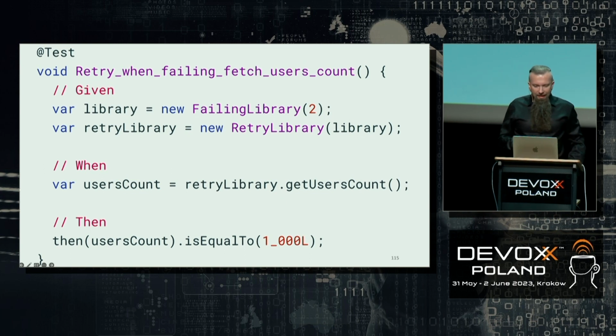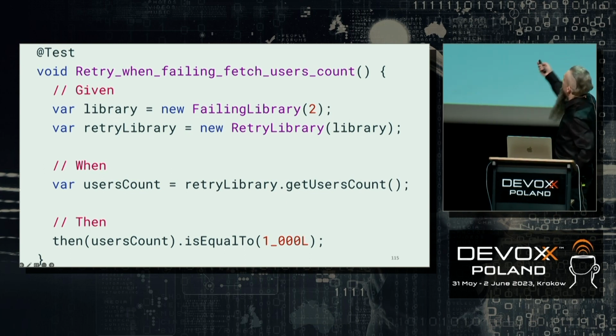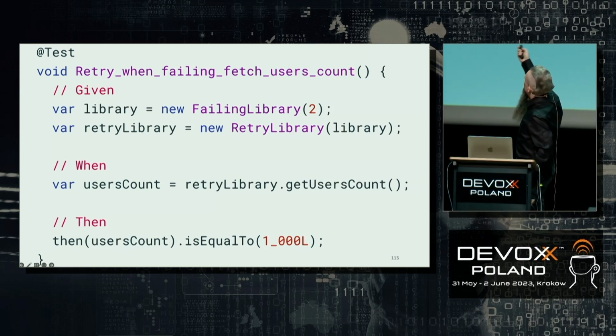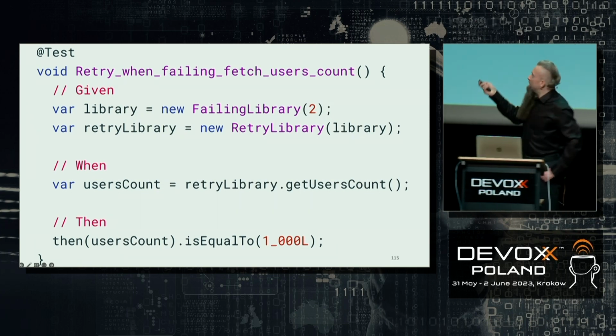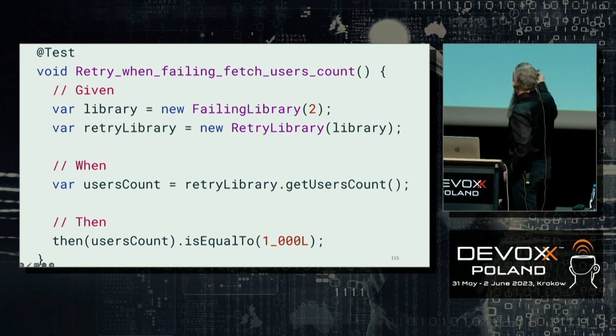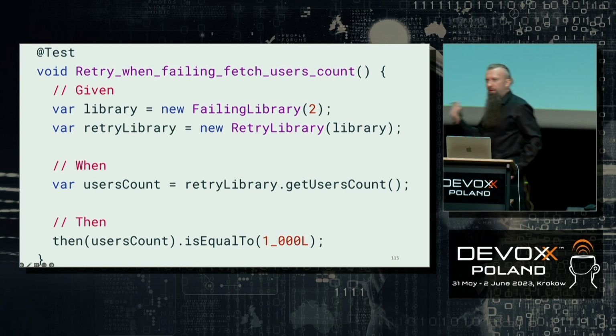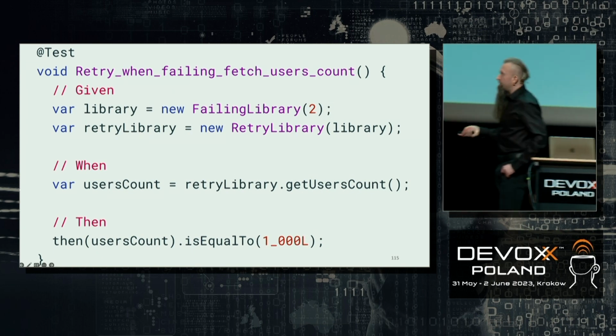And in our test, we can, for example, retry when failing fetch user count. We can now create the fake for the external library, our base library, with the value 2. This will fail 2 times, and we will just call the method getUsersCount from the retry library, and we'll see that it will in fact behave correctly. It will do the retries and return the value.